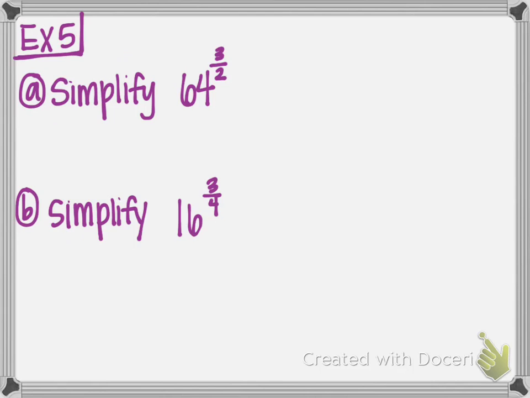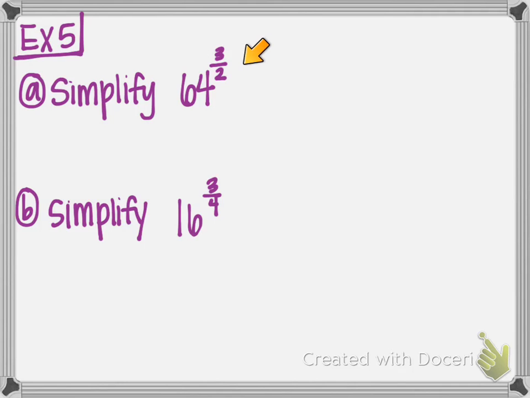All right, example 5. We're going to change the name of the game here just a little bit. We are going to change the fraction. Instead of 1/2 and 1/3 and 1/4, or a fraction where the numerator is 1, we're going to change it so the numerator is a number. Now, you're going to do this the same way, but you've got 2 steps. So the first part, you're going to do the exact same way.